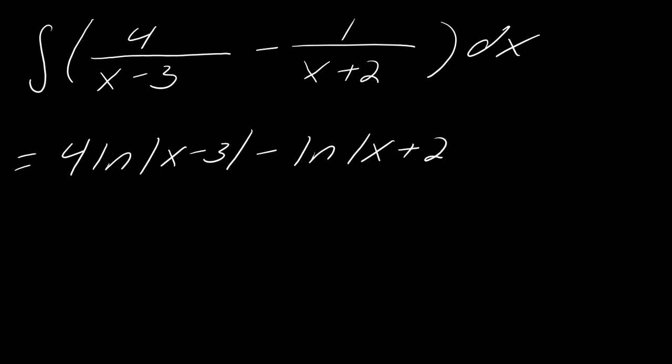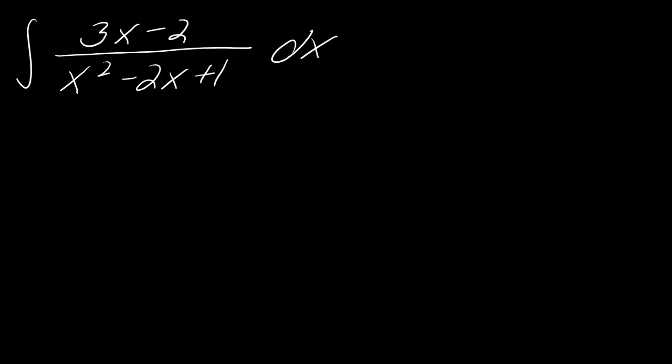So I'm going to have 4 times the natural log of x minus 3, minus the natural log of x plus 2, plus c. Okay, and I just want to remind you, this was the setup for when we had 2 separate unique linear factors. So now we're going to look at a slightly different example.